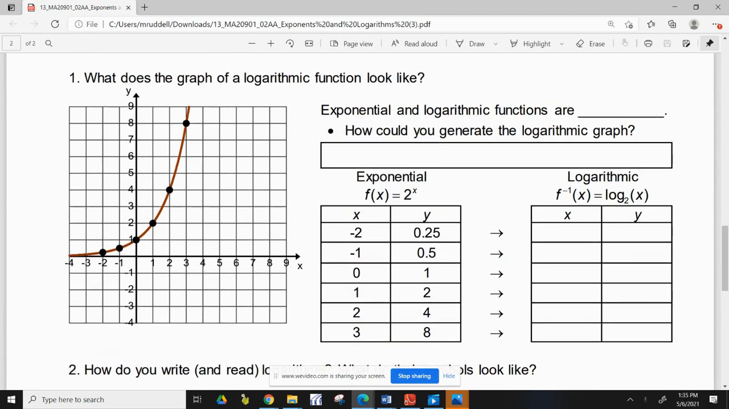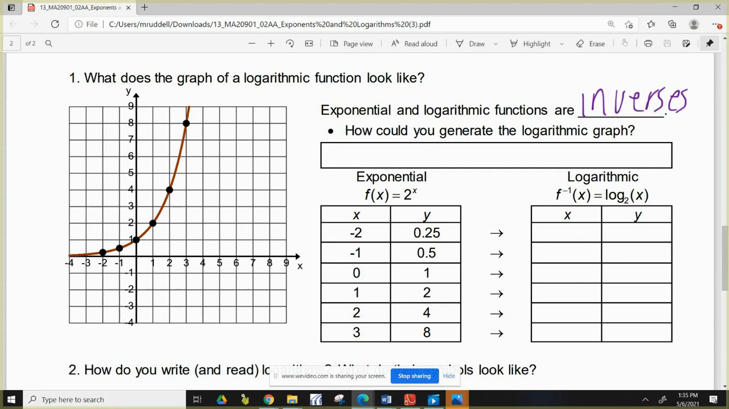If you remember, we talked about exponentials and logarithms. They're inverses of each other. If you start with an exponential function and you switch the x and y, you get a logarithmic function. If you go the other way and start with a logarithmic function, you switch the x and y, you get exponential. They are inverses of each other.